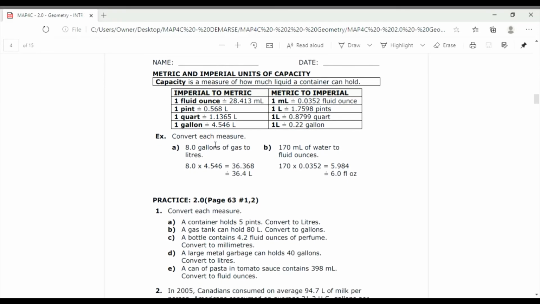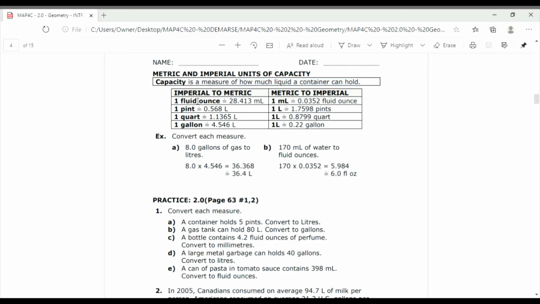And next we have metric and imperial units of capacity, which is similar to our converting between metric and imperial units of length. Our conversion chart here is measuring imperial to metric and metric to imperial capacity. A capacity being how much liquid a container can hold, the volume of a container.